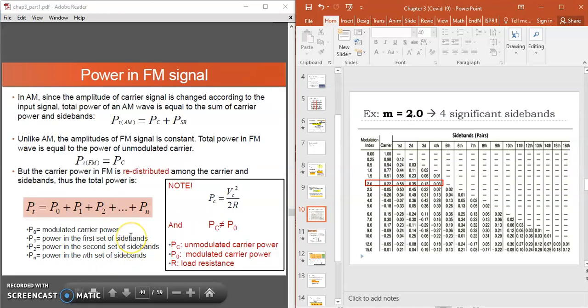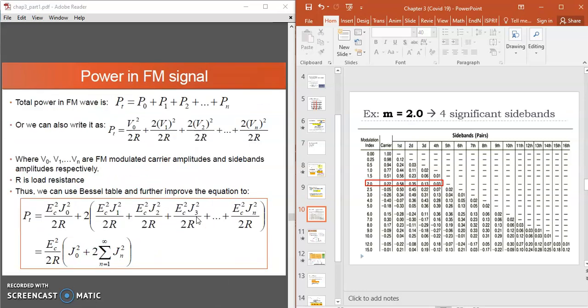Now, we go to power analysis. Similar to AM, we need to study the power. Basically, the total power in FM, PT equals P0 plus P1, P2 plus Pn. You can also write PT as V0 squared divided by 2R plus 2 times V1 all squared divided by 2R. Then using the Bessel table, you can improve the equation and get this formula: EC squared, J naught squared, plus 2 multiplied by the sidebands. Why do we put 2? Because we have pairs.